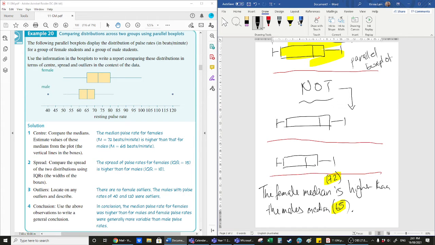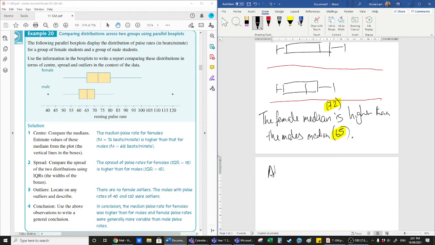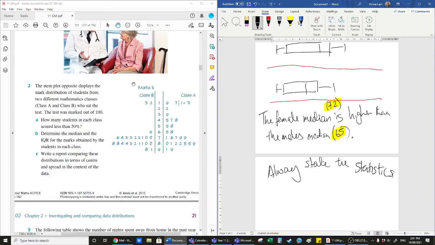If you're saying that one IQR is bigger than the other, as you can see by the example, you need to write that the IQR is so much for females and the IQR is so much for males. So always state the statistics, which I will write here. Always state the statistics. Okay, so please keep that in mind. And I think that's about it.